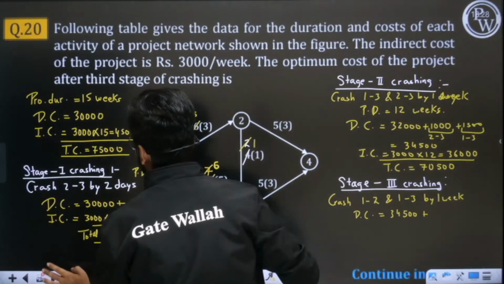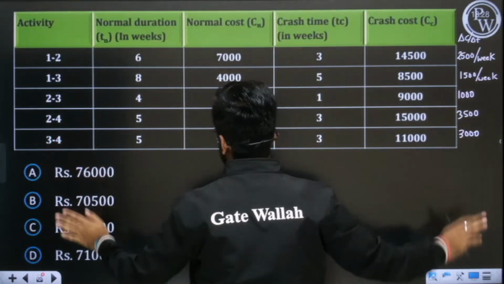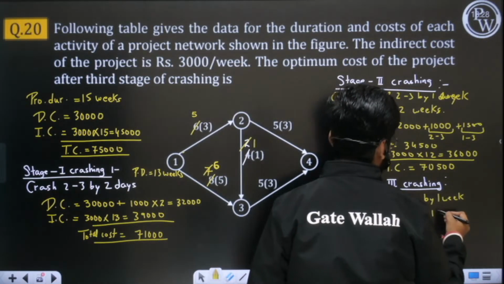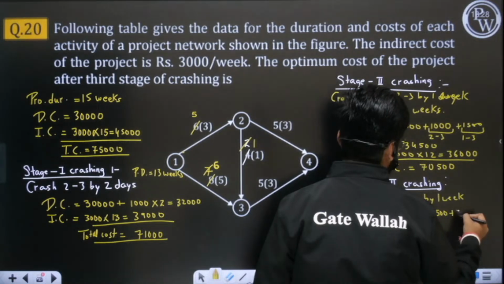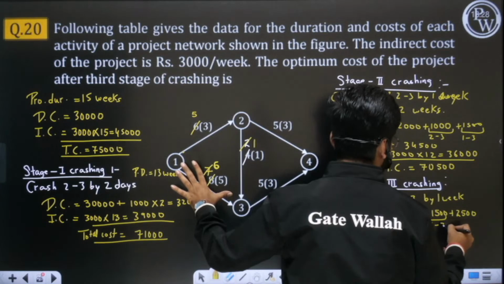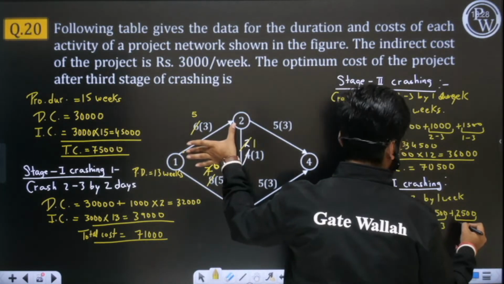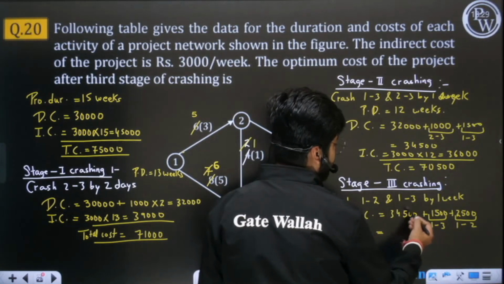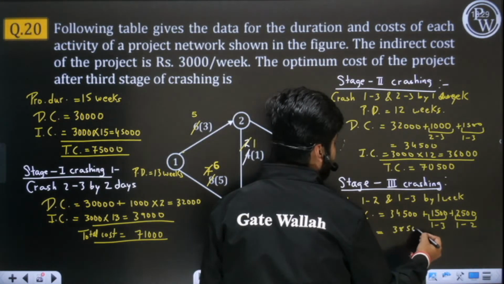Let us check for 3 4 also. 3 4 is having 3000, no, so we'll not touch that. Here we will increase it by 1500 and 2500. This is 1500 and this is 2500, 1 2. So total how much will be the direct cost? It will be 4000 more, so it will be 38500.